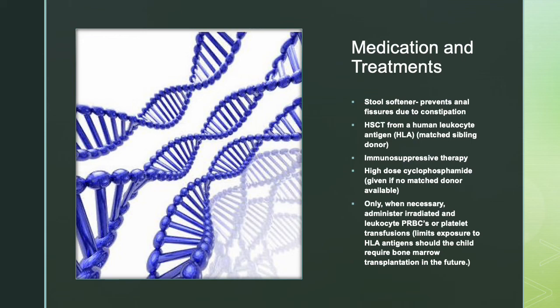Only when necessary, administer irradiated and leukocyte-reduced PRBCs or platelet transfusions. This limits exposure to HLA antigens should the child require bone marrow transplantation in the future.